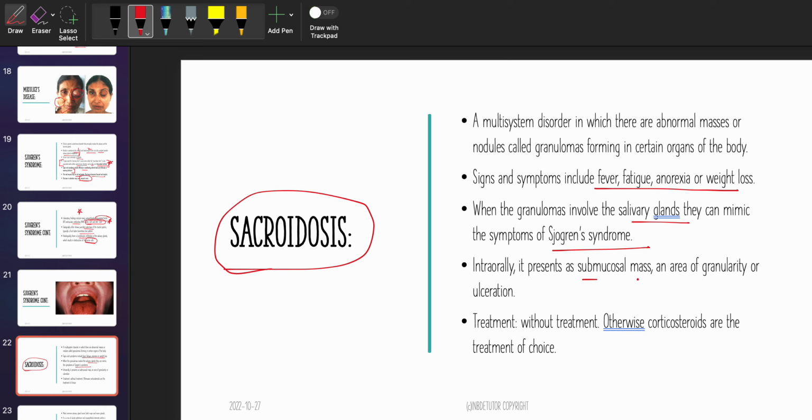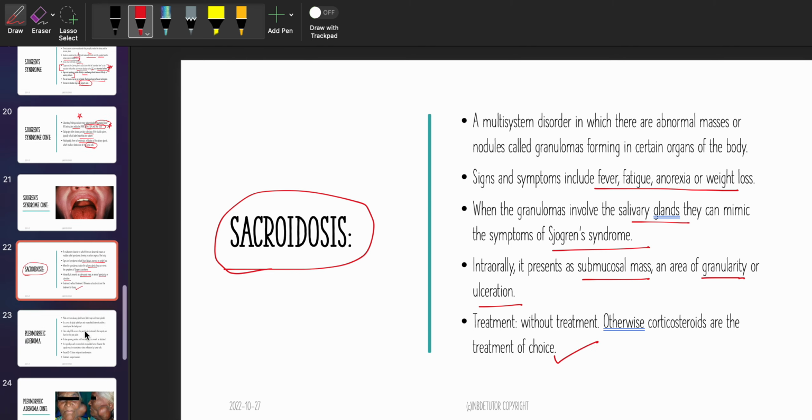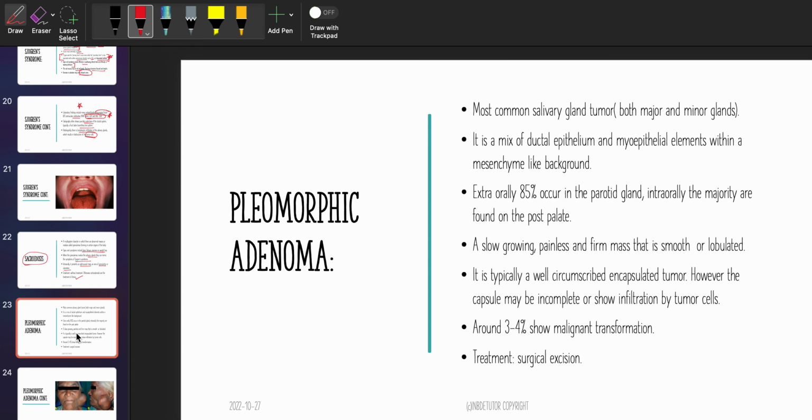Intraorally, it presents as a submucosal mass, area of granularity, or ulceration. Treatment: without treatment, otherwise corticosteroids are the treatment of choice. Now, let's go ahead and talk about some tumors of the salivary gland. One of the most common ones talked about in dentistry and even from the exam point of view is the pleomorphic adenoma. It is the most common salivary gland tumor, both major and minor glands.